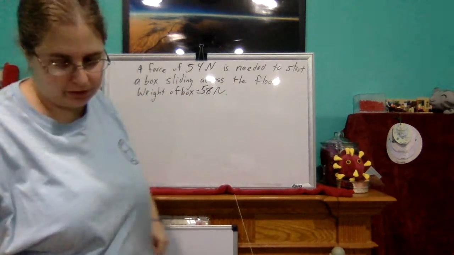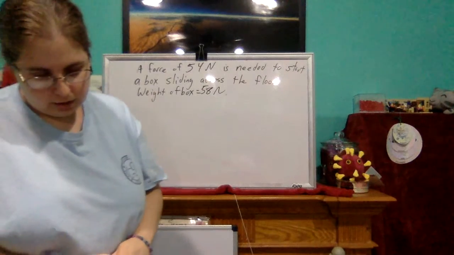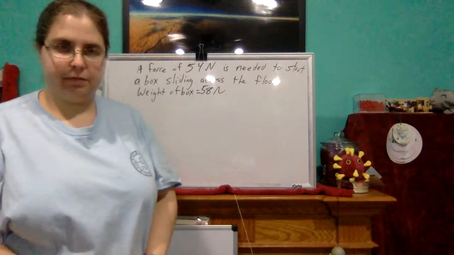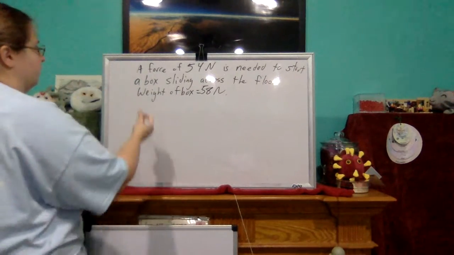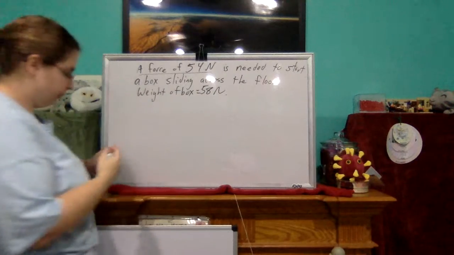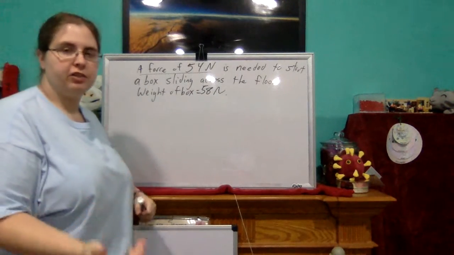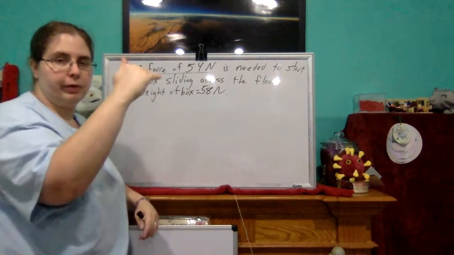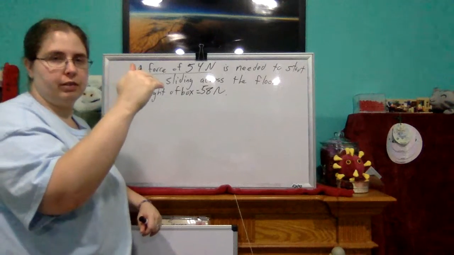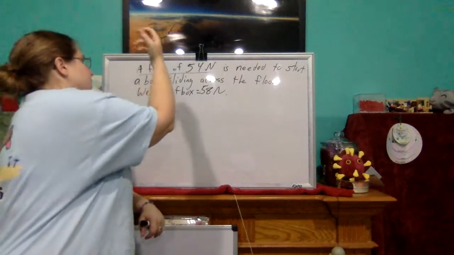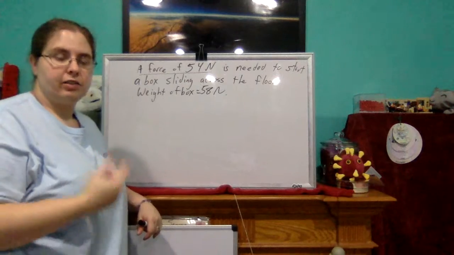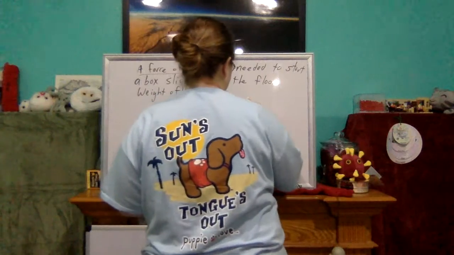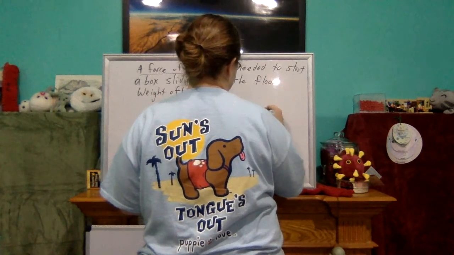All right, so we have a couple questions. First off, how large is the force of friction? Well, they tell us that. The force of 54 newtons is needed to start it. That means up to that point, it won't move because of the friction holding on to it. Once you overcome that, now you can get it to start moving. So that is our force of friction: 54 newtons.